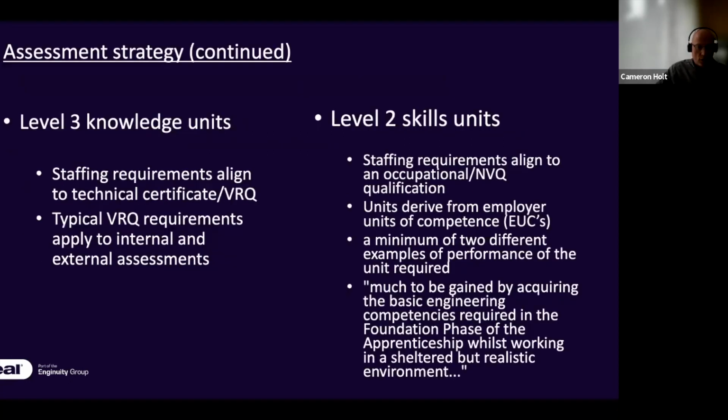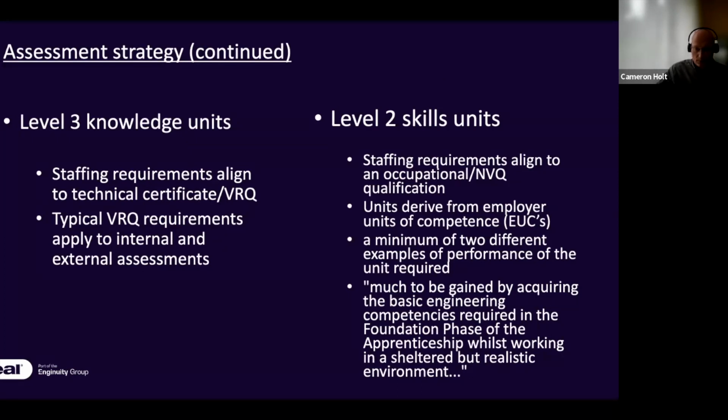So just going over that in a little bit more detail, the level 3 knowledge staffing requirements are aligned to what's typically expected of a technical certificate VRQ, which would be 2 years experience of teaching or working towards a teaching training qualification, or a qualification such as a certificate in education. So that's the requirements for delivery of the level 3 knowledge units.